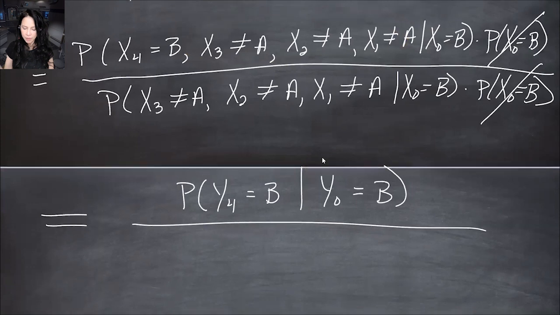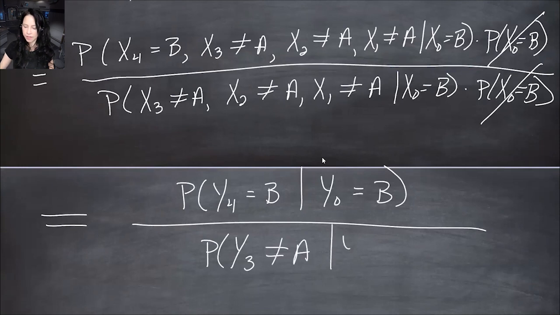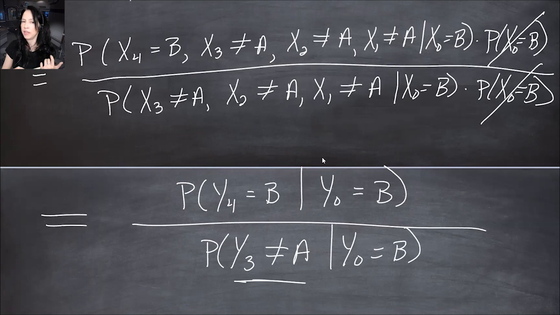For the denominator, if the X chain never went through A, that's the same thing as saying the Y chain at time 3 is not A, given that we start the Y chain at B. And then if the Y3 chain is not A, that tells me that not only is X3 not A, but that X2 and X1 were not A. And so it's equivalent.